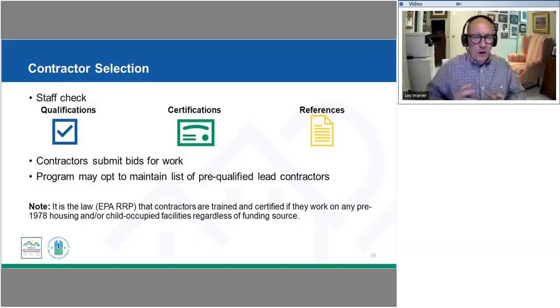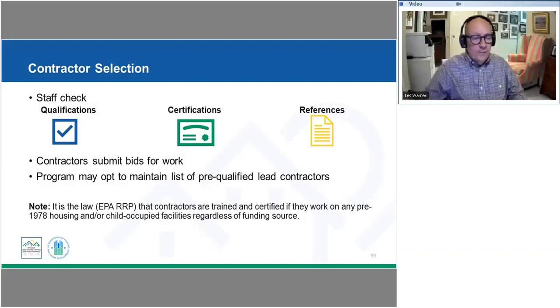And so, we know that the EPA RRP rule is going to require that contractors have training and certification. We'll look in a moment at the differences between the HUD requirement versus the EPA requirement on workers versus the firm itself. So we need to make sure that that's in place.